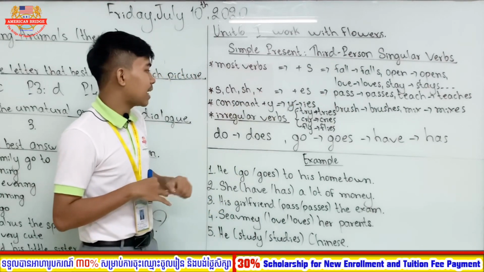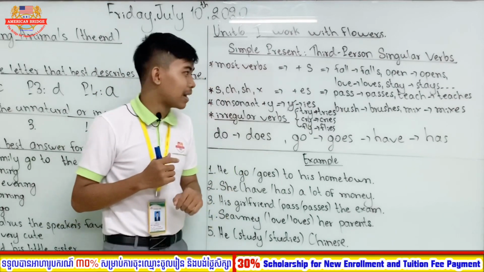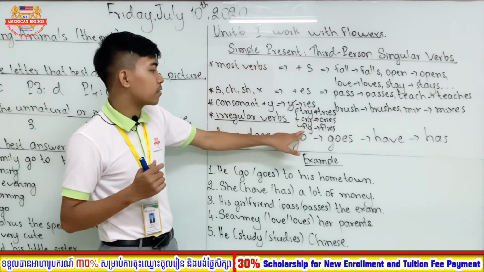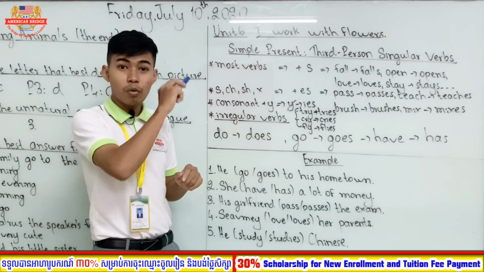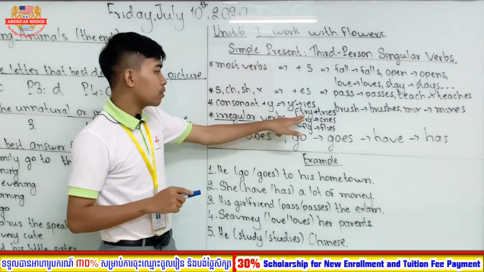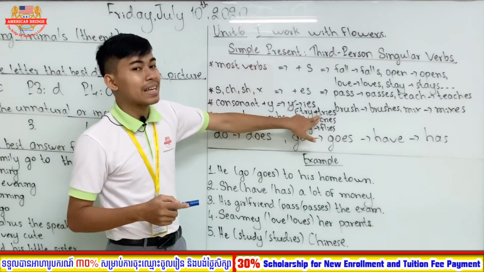How about the verb that ends with consonant plus y? Because some verbs end with consonant plus y. Example, the word try, the word cry, the word fly. We have to delete y, and then we have to add ies. Example, the word try, we erase y and then we add ies.